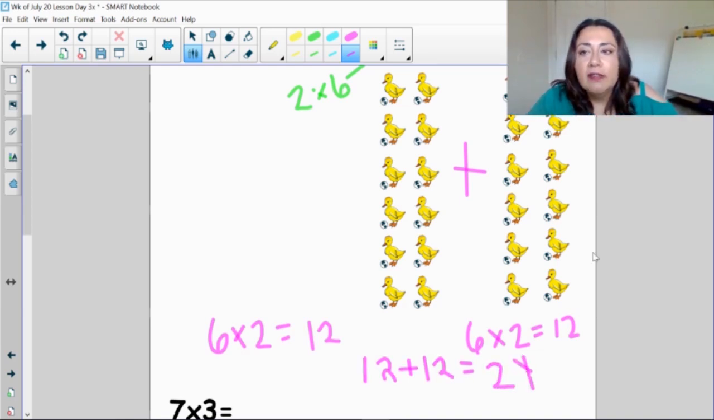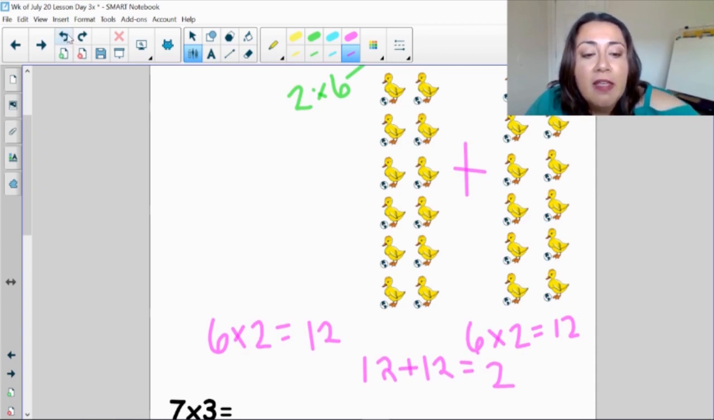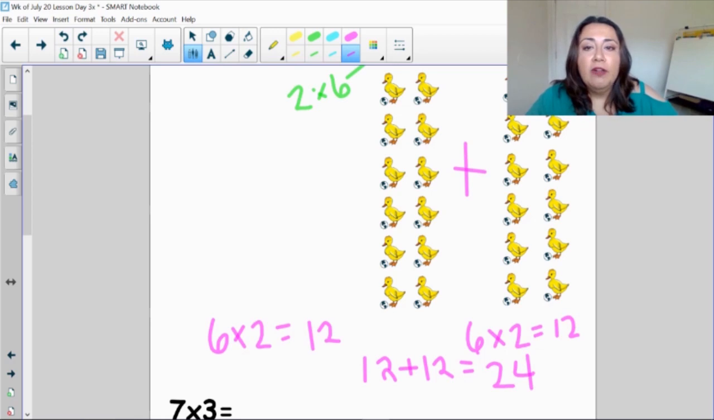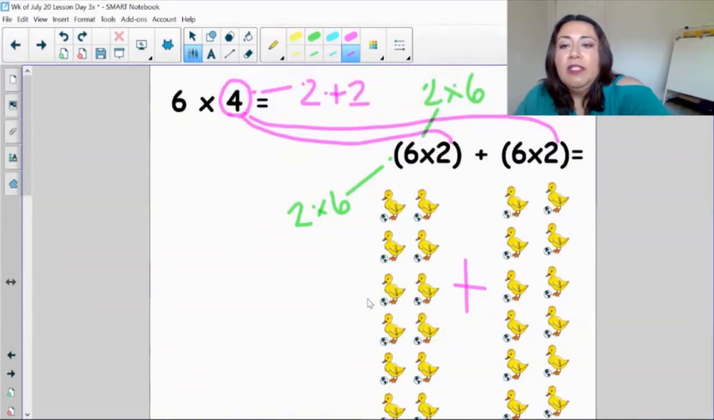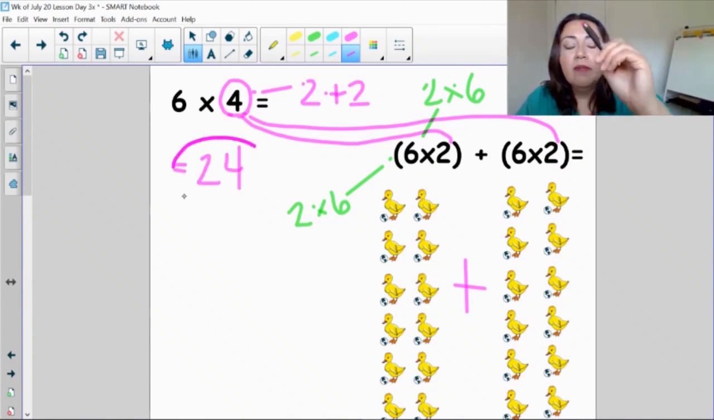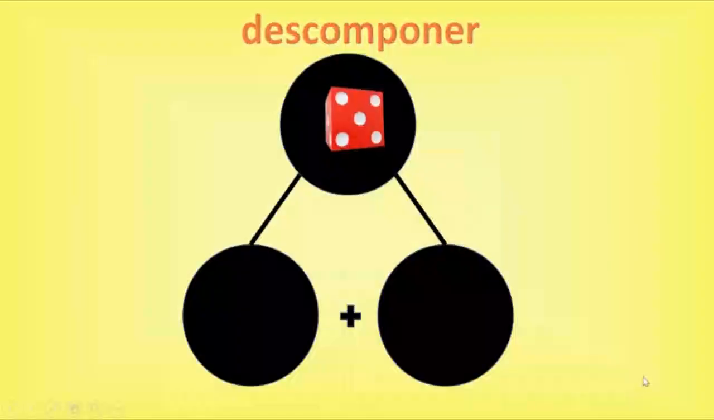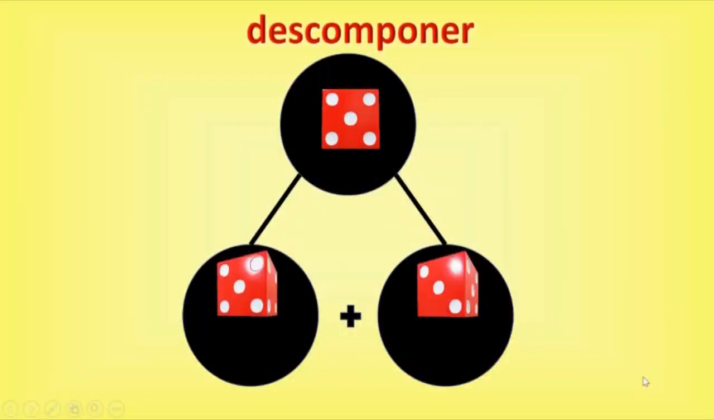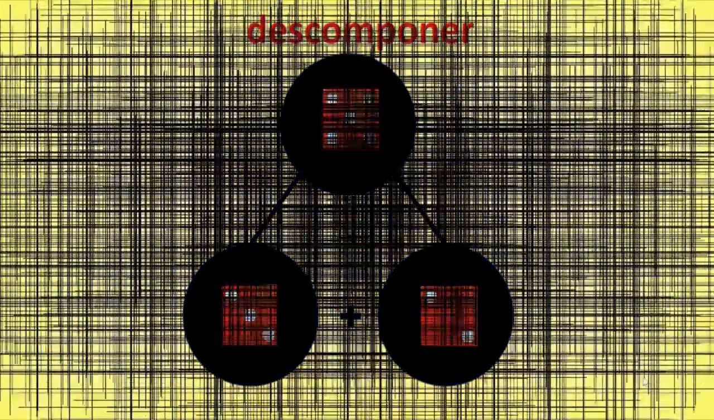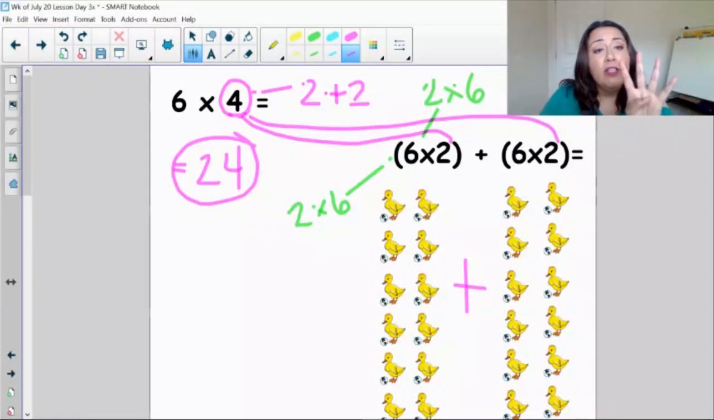Niños y niñas, este 24 me salió un poquito. 6 por 4, la respuesta es 24. ¿Vieron qué fácil? Pudimos descomponer, separar en partes, el factor de 4 y dijimos que era 2 y 2, y multiplicamos cada factor nuevo. Vamos a intentar otro ejemplo juntos.